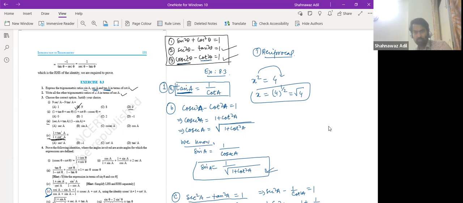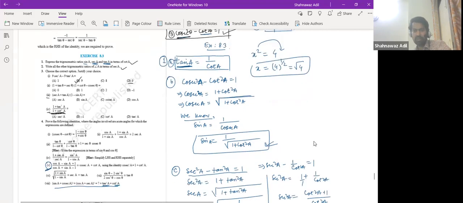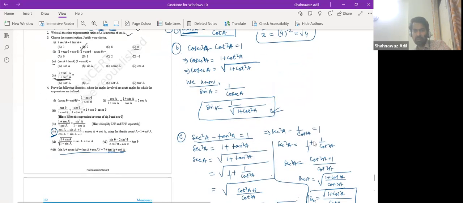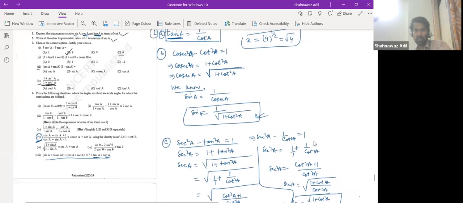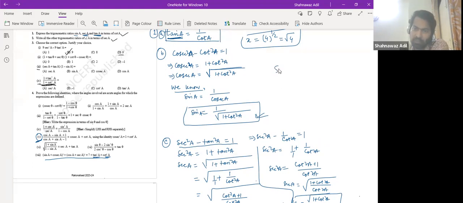Yeah, I have one doubt. Is it possible if we write sin A is equal to cot A instead of cosec A? Sine A, what does sine A equal to? 1 upon cot A. Okay, so you are saying that cot A is the reciprocal of sine. Is that possible?